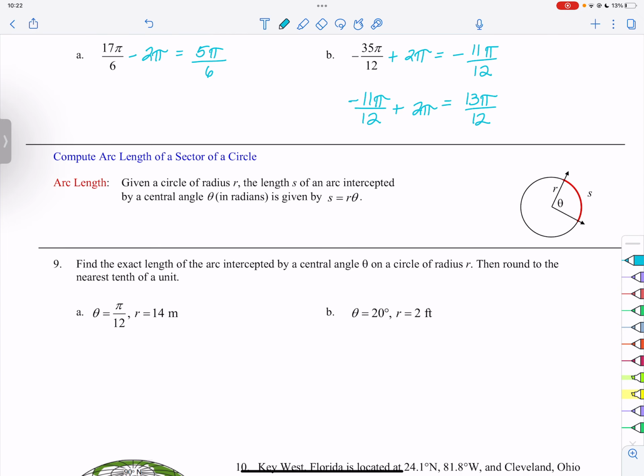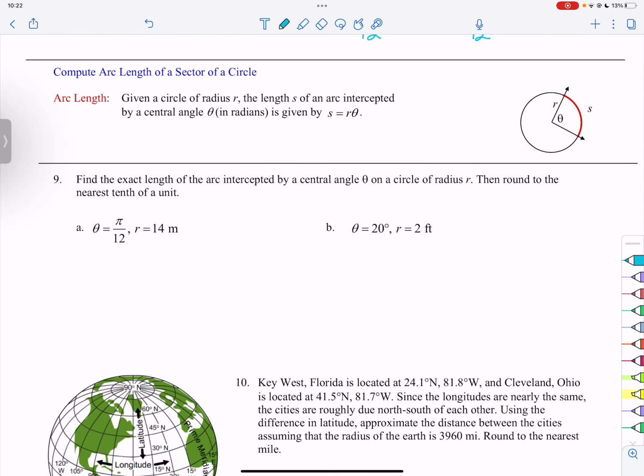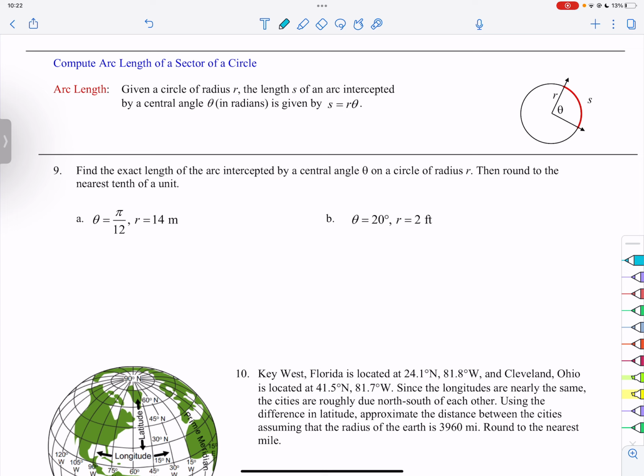Okay, so now let's talk about the arc length of a sector of a circle. So if we're looking for the arc length and we're given a circle of radius r, the length of this arc right here is r times theta. So it's this radius times theta. That is the length of this arc.